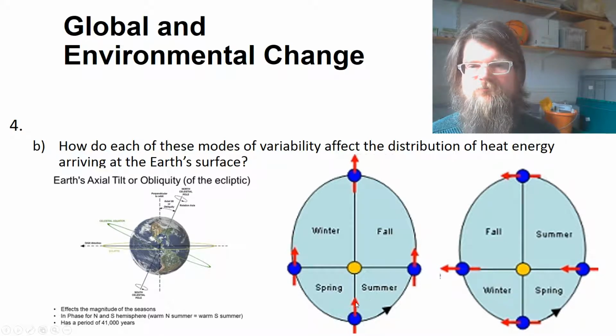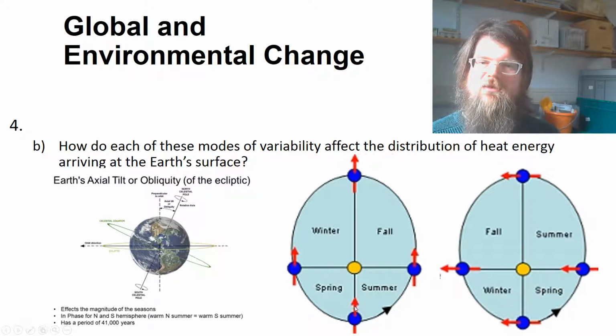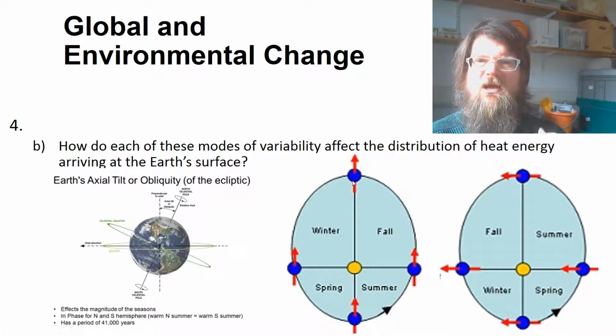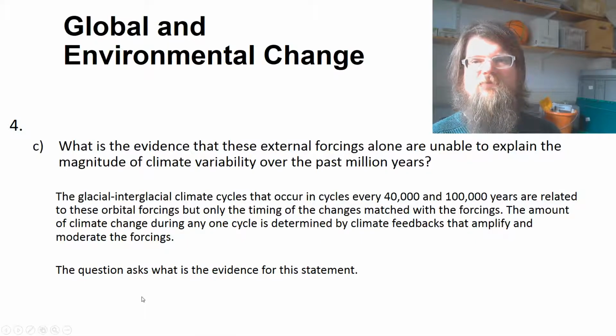But with precession, you will get a warmer summer if you're at the closest point to the sun when the Earth's axis is pointing towards it. In the southern hemisphere, summer will be on the other side of the orbit, so it will be further away and therefore cooler. So a bit complicated, lots of things to be mentioned here, but they're all collected on the slides. In terms of the magnitude of the seasons, it's in phase for the northern and southern hemisphere for tilt, because it happens at the same time. It's out of phase for precession. Those are the things we were looking for.